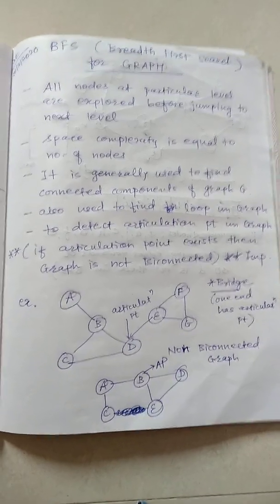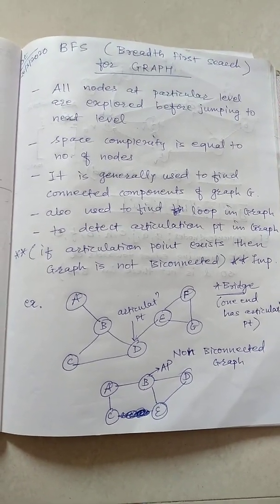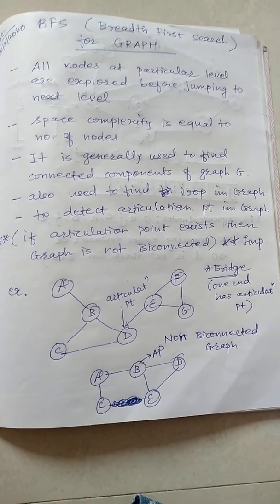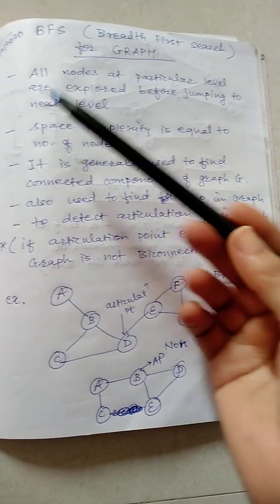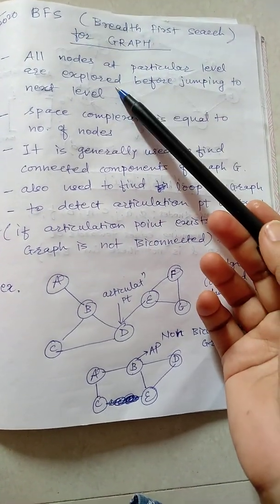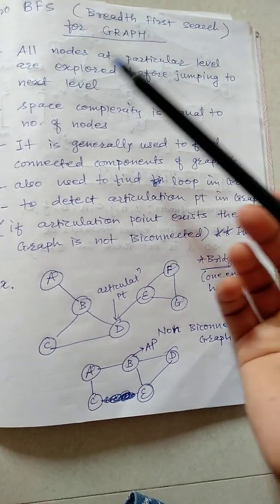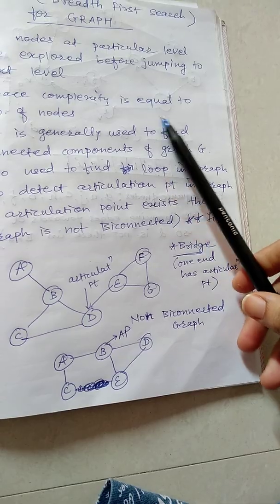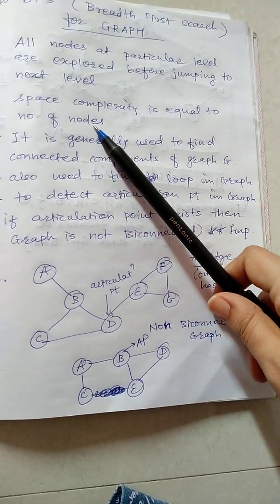So now I will explain the first graph traversing algorithm, that is breadth-first search. In breadth-first search, a queue data structure is used. All the nodes at a particular level are explored before jumping to the next level. Generally, the space complexity of breadth-first search is equal to the number of nodes in the graph.